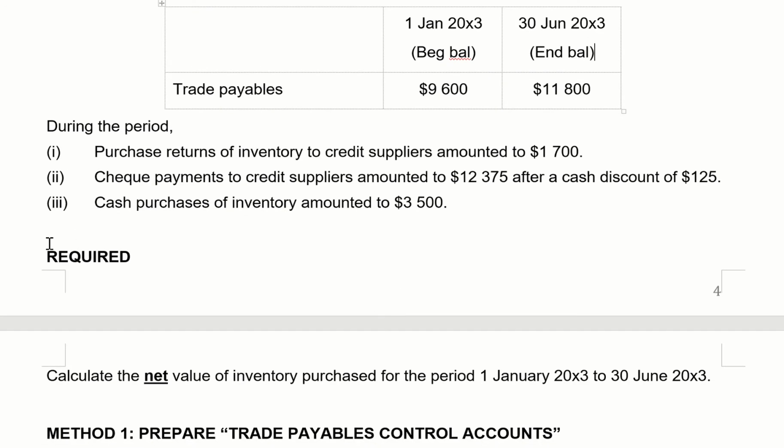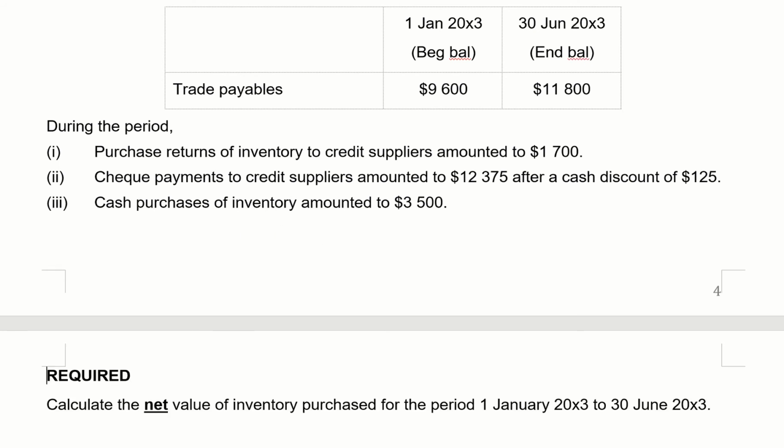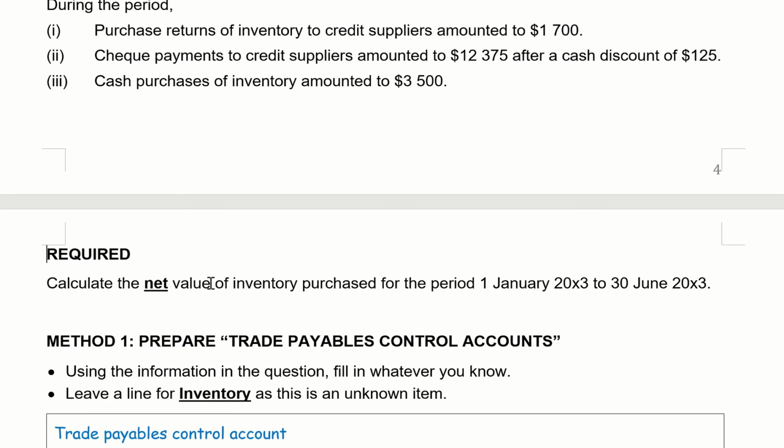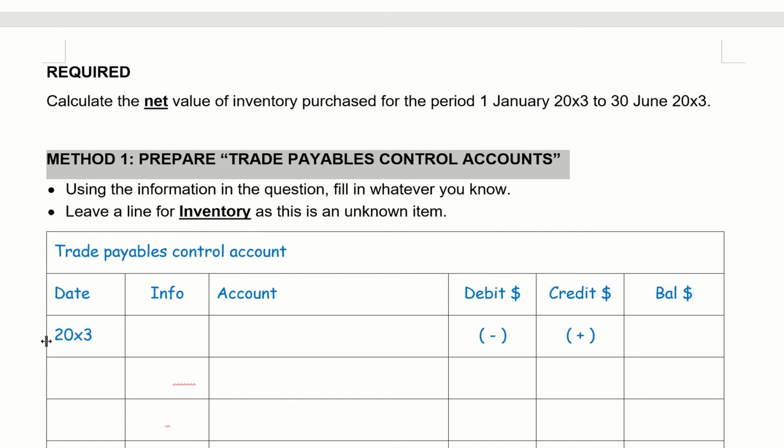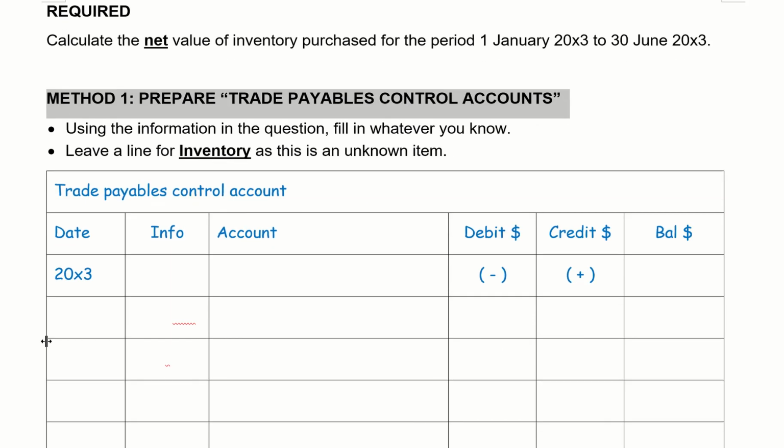So quite straightforward. What does the question want you to do? The question wants you to calculate the net value of inventory, the final value of inventory after you return all the inventory that is spoiled or whatever. So the first method is to prepare the trade payables control account.